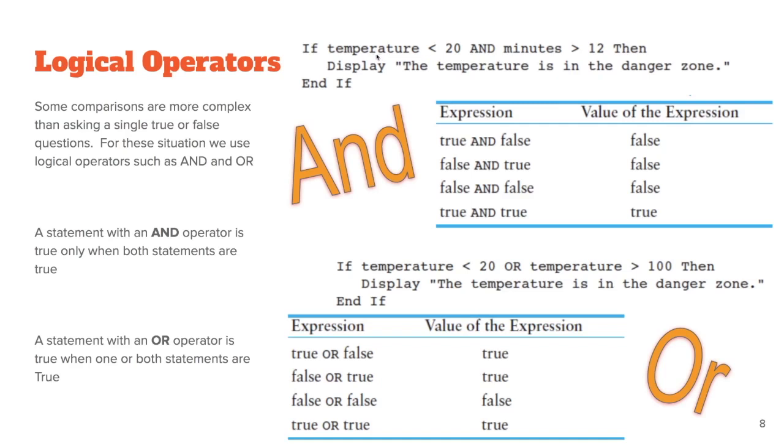What you would do is put them between two Boolean structures, maybe something like if temperature is less than 20 and minutes is greater than 12. Then display the temperature is in the danger zone for maybe frostbite or something of that nature.